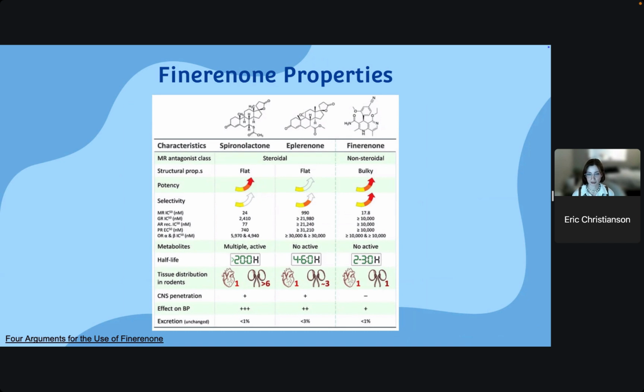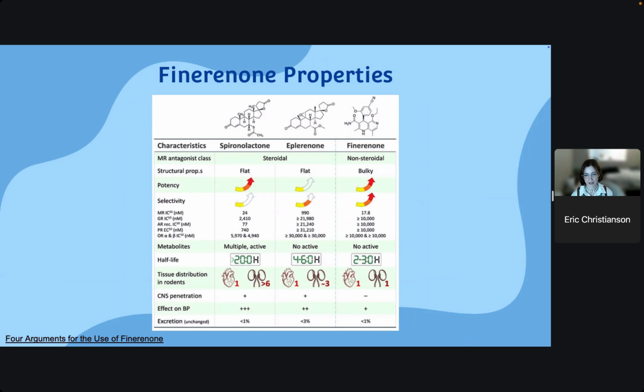Spironolactone is also very potent at that receptor, but it's not very selective, which is why it has a lot of the side effects that it does, along with eplerenone. Versus finerenone, it doesn't have as many of those sexual side effects or increase in hyperkalemia. For metabolites, there is no active metabolite of finerenone. The half-life is about 2 to 3 hours. Another important factor is that tissue distribution is equal between the heart and the kidneys, which is unique to finerenone.